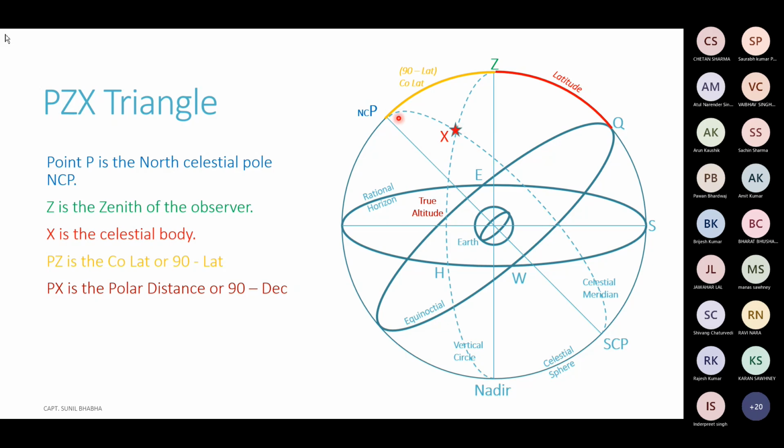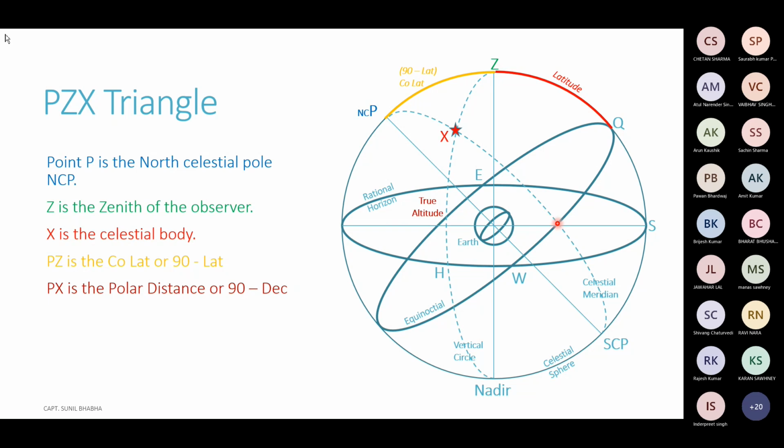Now, this dotted line which you see going from the north celestial pole, passing through the star and going up to the south celestial pole, is the celestial meridian of the star. We discussed the celestial meridian in the equinoctial system. So this is the celestial meridian of the star, from pole to X to the south celestial pole, and this celestial meridian cuts the equinoctial at this particular point.